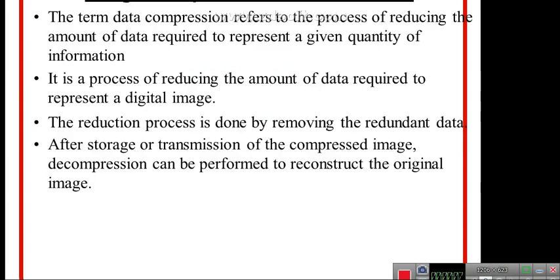In image processing techniques, image compression. First, we know the fundamentals of image compression. Here the term data compression refers to the process of reducing the amount of data required to represent a given quantity of information. Image compression is the process of reducing the amount of data required to represent a digital image. The reduction process is done by removing the redundant data. After storage or transmission of the compressed image, decompression can be performed to reconstruct the original image.